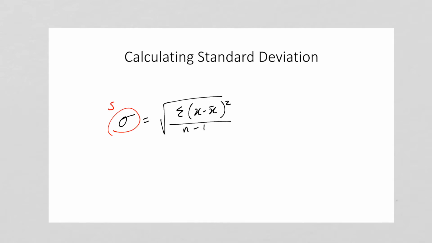Let's go through what the rest of the terms mean. This term here means sum of, so you just add together all the terms. The first x is the data point, or the value. The x with the line over the top of it means the mean. And then you have your n, which is the number of terms.